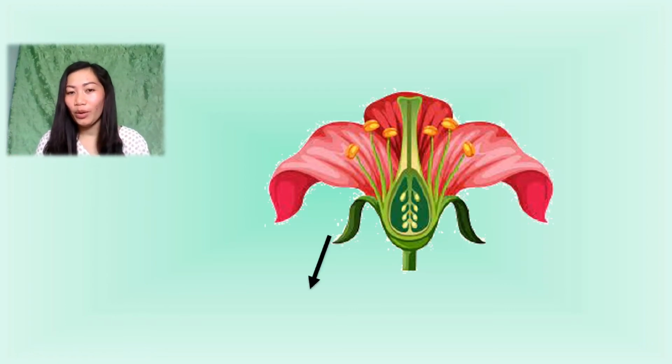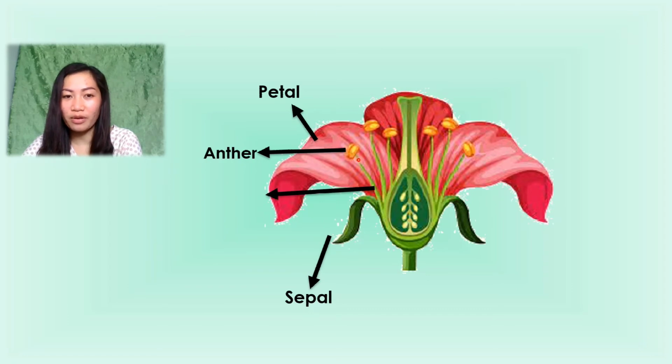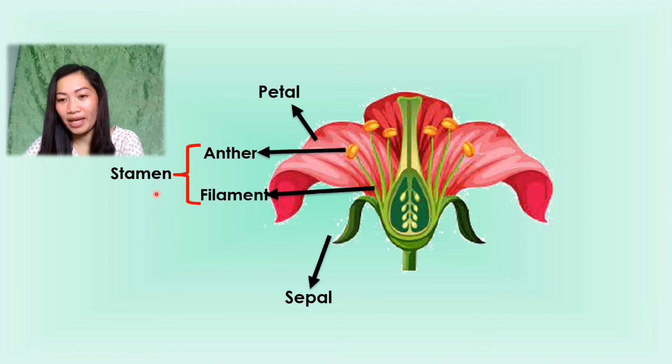Okay, the first is the sepal. We have the petal. And then we have the anther. And this tube holding the anther is the filament. So this is the male part of a flower, and we call it the stamen.